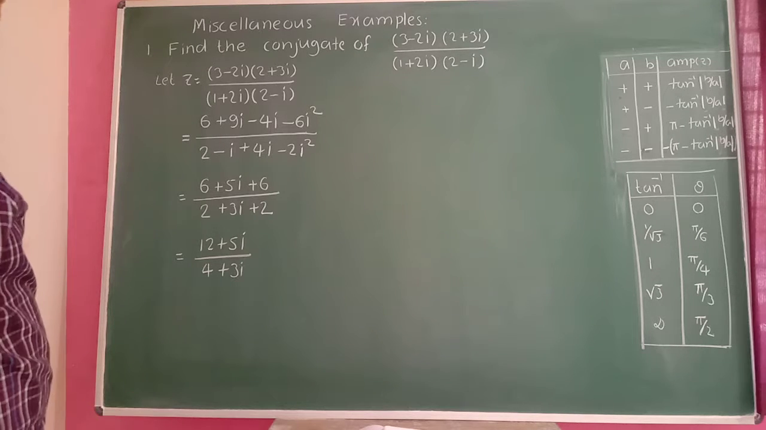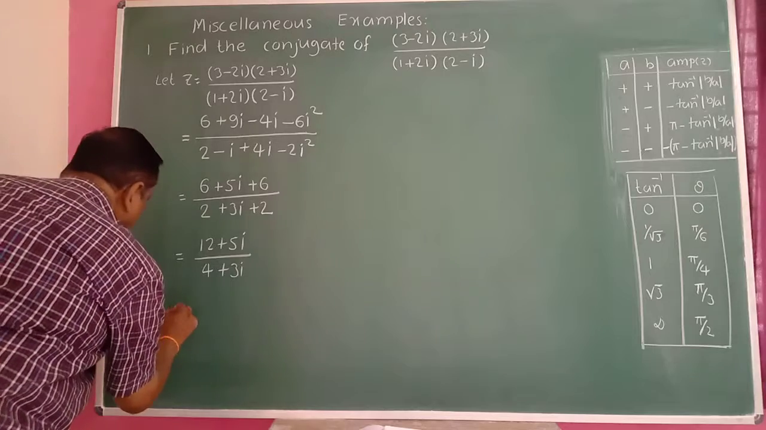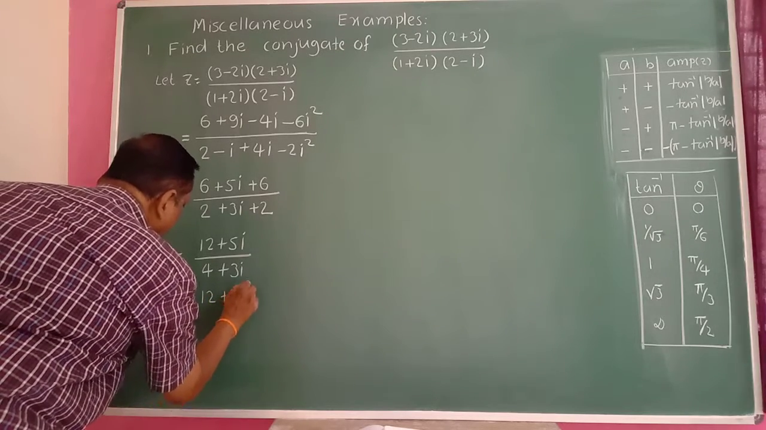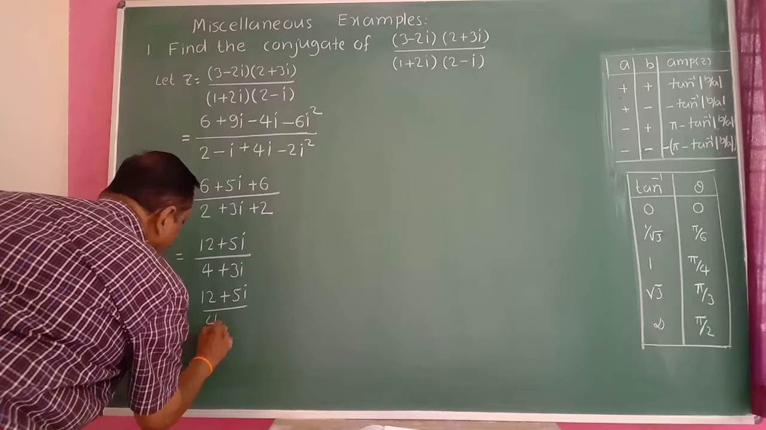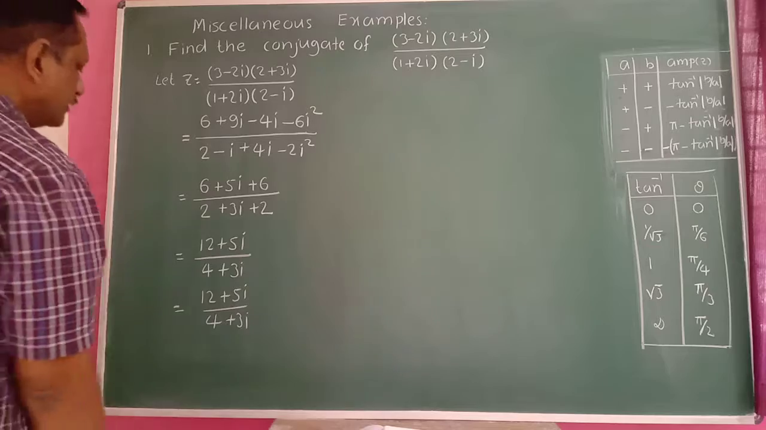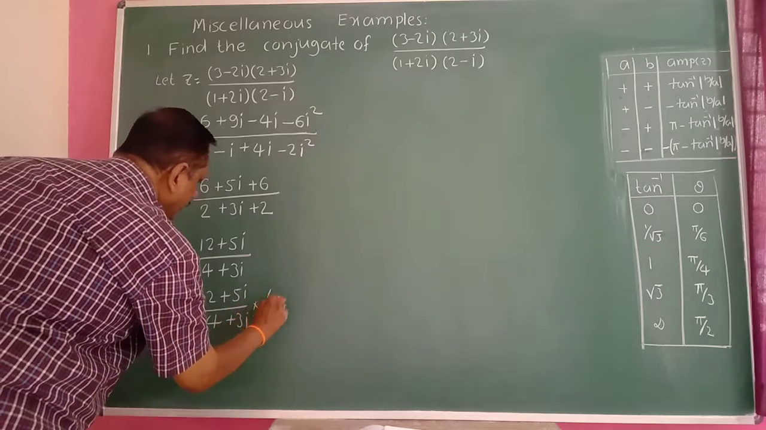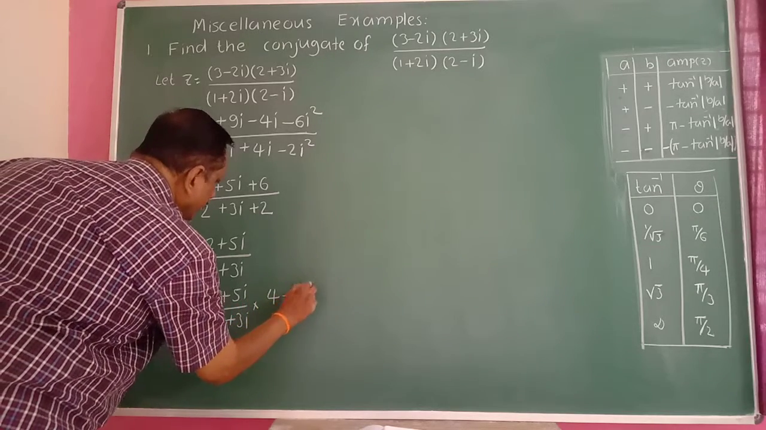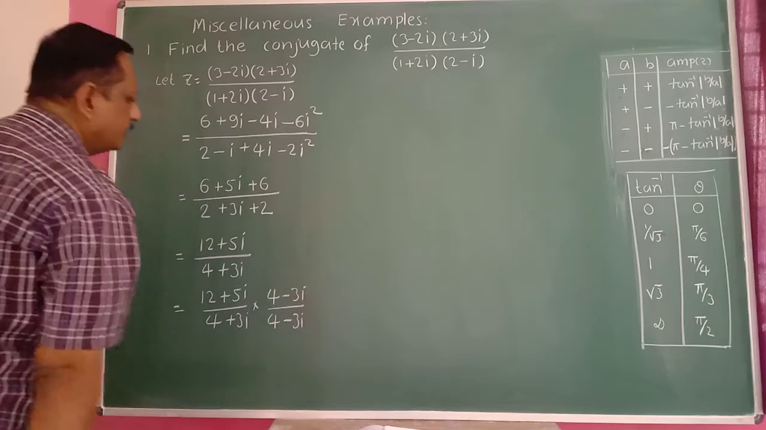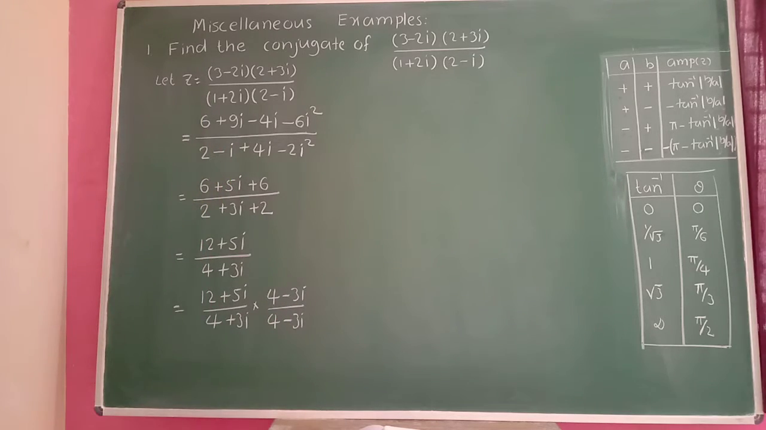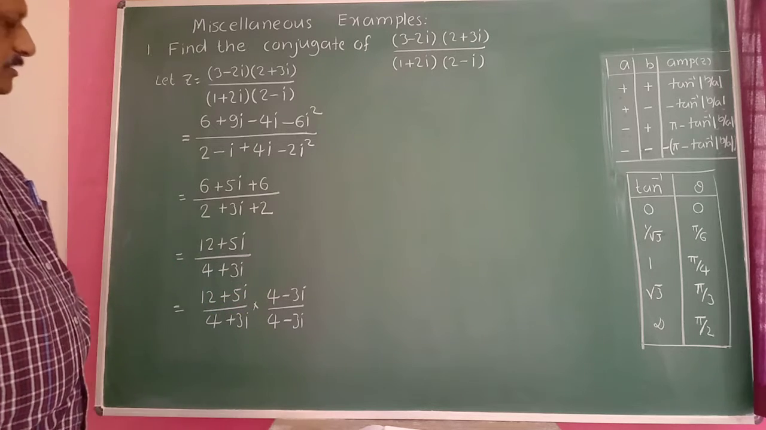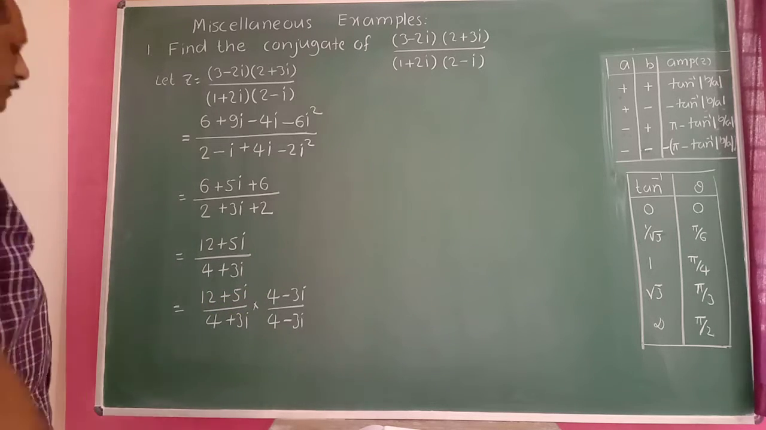Now we rationalize here. Therefore this is equal to 12 plus 5i divided by 4 plus 3i. Further you simplify, so multiplying numerator and denominator by 4 minus 3i. This is called rationalization here. Multiplying by 4 minus 3i and dividing by 4 minus 3i here. Then multiply the terms here.